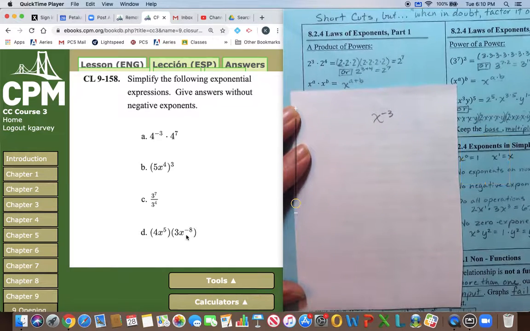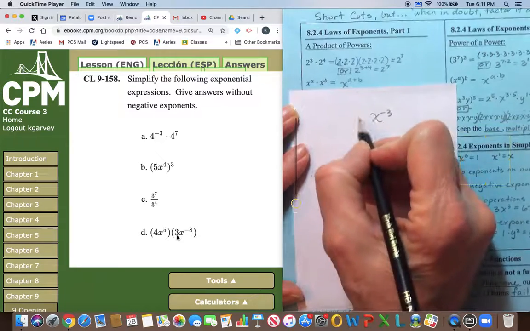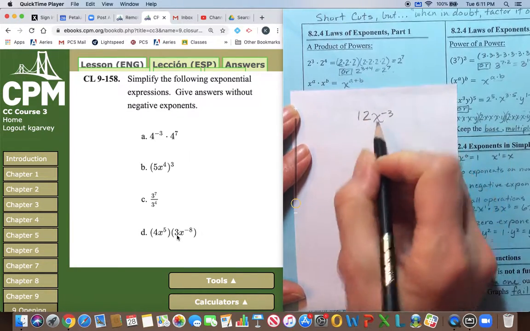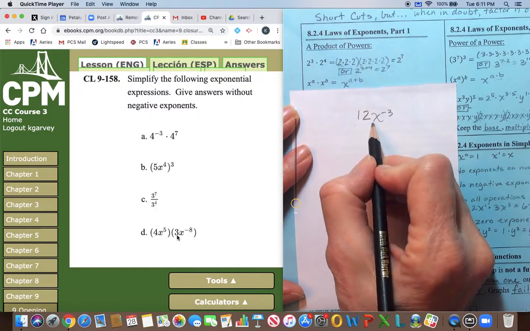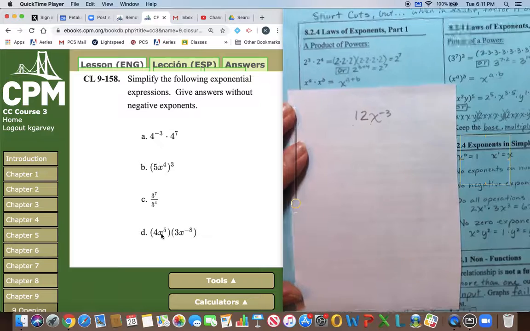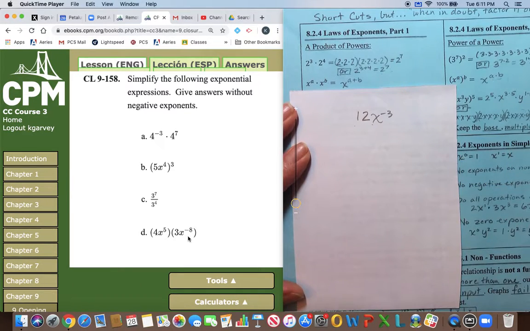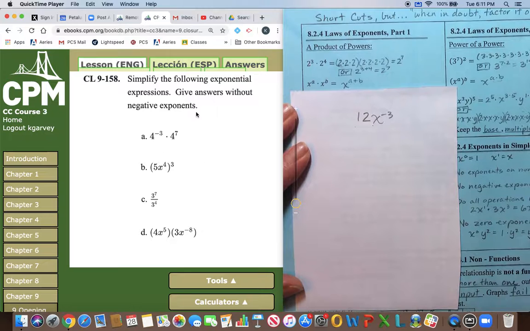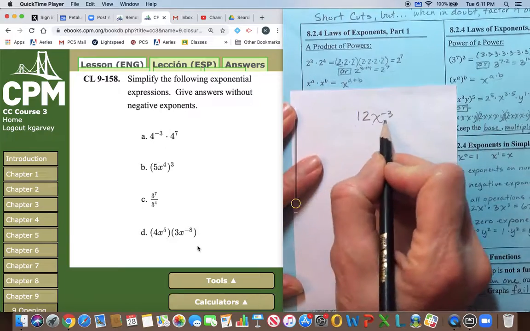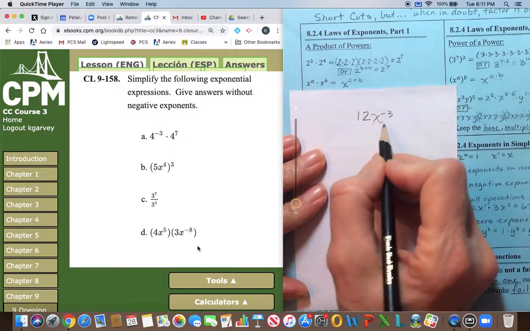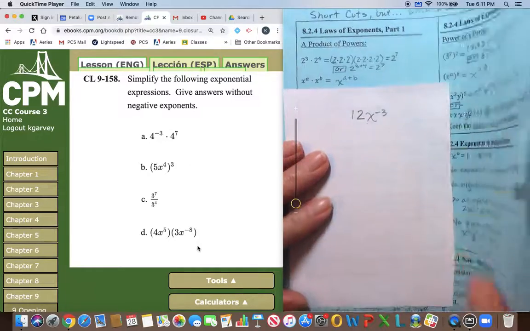So we've taken care of the exponent and the x, the variable, but we still have to multiply the coefficients. So that's just 3 and 4 multiplied together. So 4 times 3 is 12. So we have our coefficient multiplied, and we have our exponents added. But remember, it said give answers without negative exponents. And so we can't have a negative exponent. What we have to do is put that below the line.